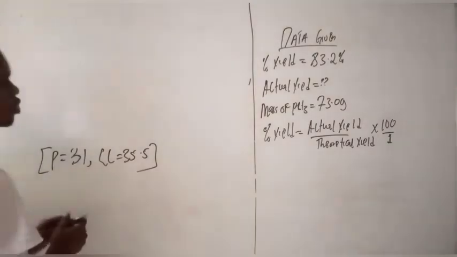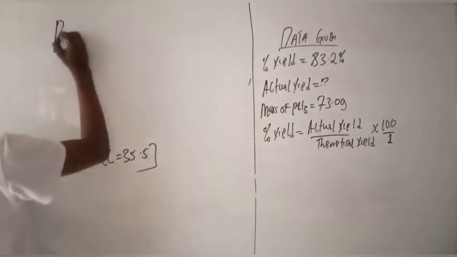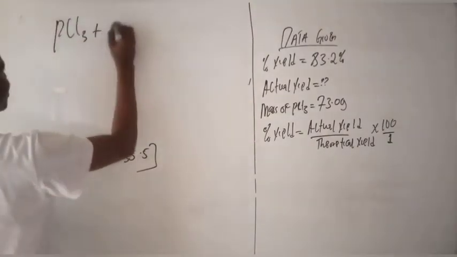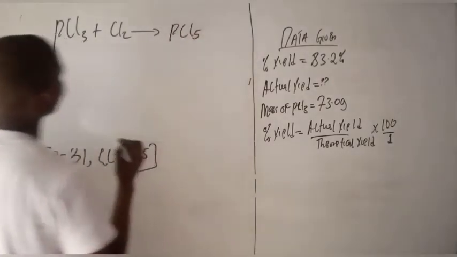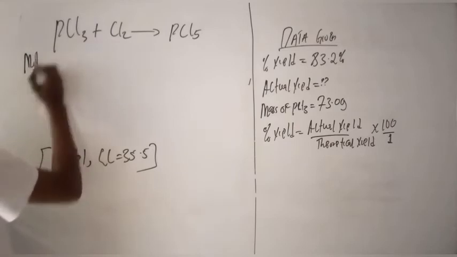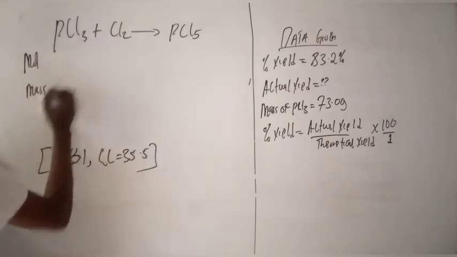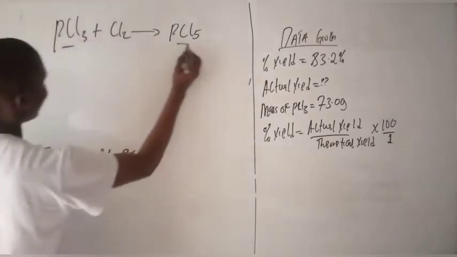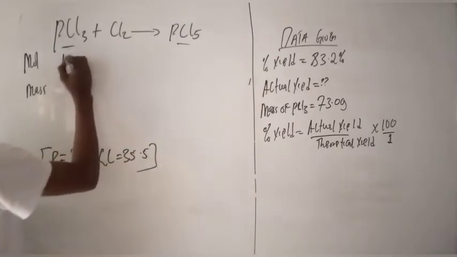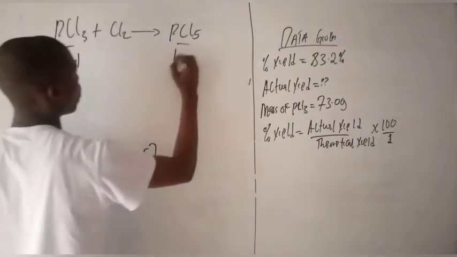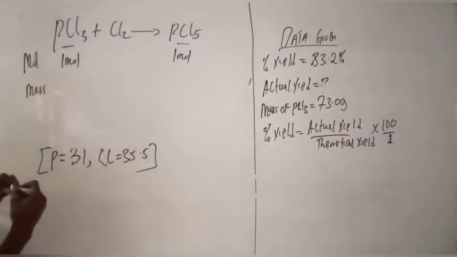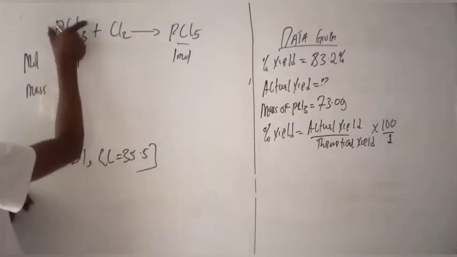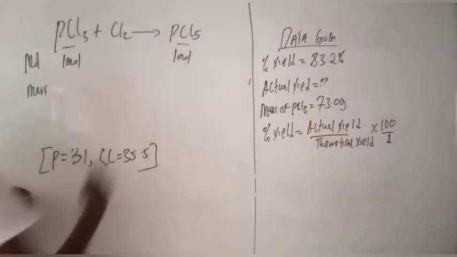So what you want to do is write the balanced chemical equation: PCl3 plus Cl2 gives you PCl5. You have to get the moles and the mass. Remember, you're looking for this one and this one here. How many moles do we have here? 1 mole. Here we have 1 mole. How do you get the mass? Calculate the molar mass of this one here.